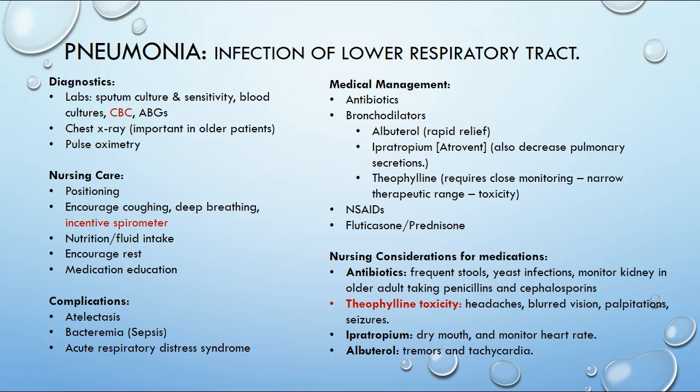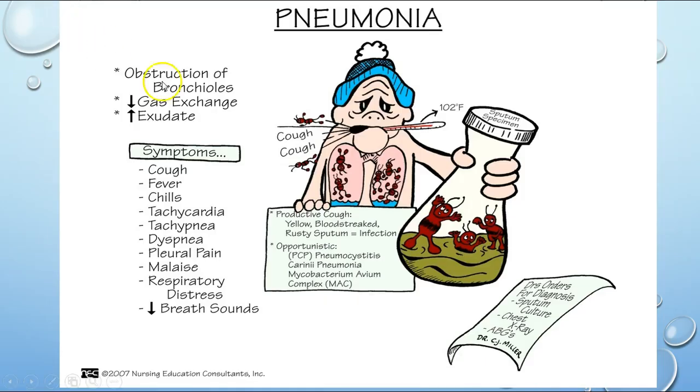Albuterol can cause tremors and tachycardia, and your ipratropium can cause dry mouth, and you need to monitor them for their heart rate. Here again is more of a pictograph of pneumonia signs and symptoms.